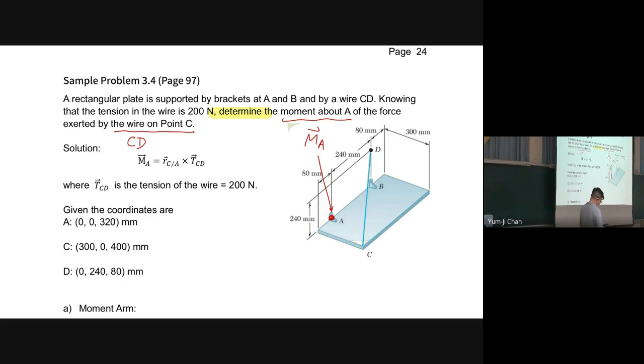Therefore, we have two forces. We either have this one or we have this one, right? If we are talking about the tension, we either have this one or we have this one. The question asks you about the force acting on point C, exerted by the wire. So this is not the thing we are talking about. We are talking about the force acting on point C, this one. And the tension in the wire is 200 newtons.